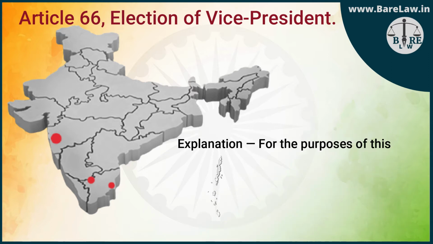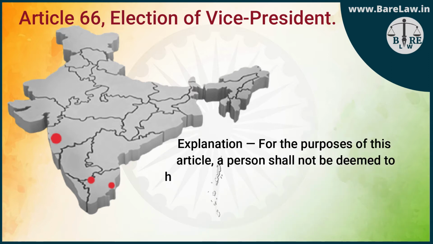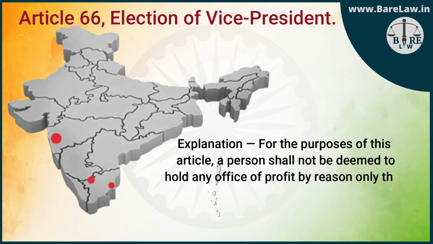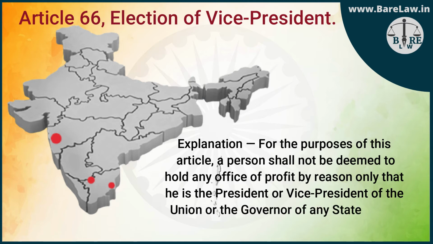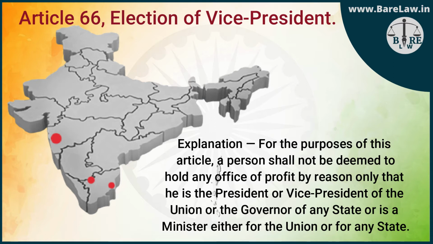Explanation. For the purposes of this article, a person shall not be deemed to hold any office of profit by reason only that he is the President or Vice President of the Union or the Governor of any state or is a minister either for the Union or for any state.